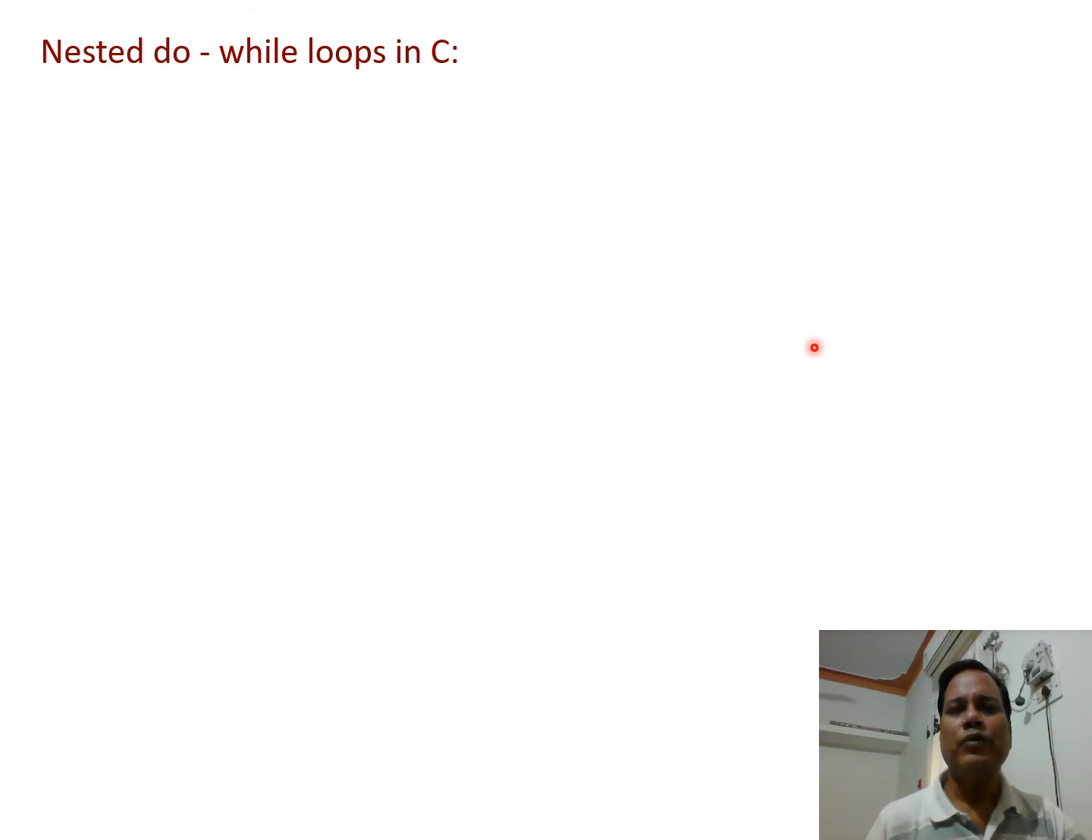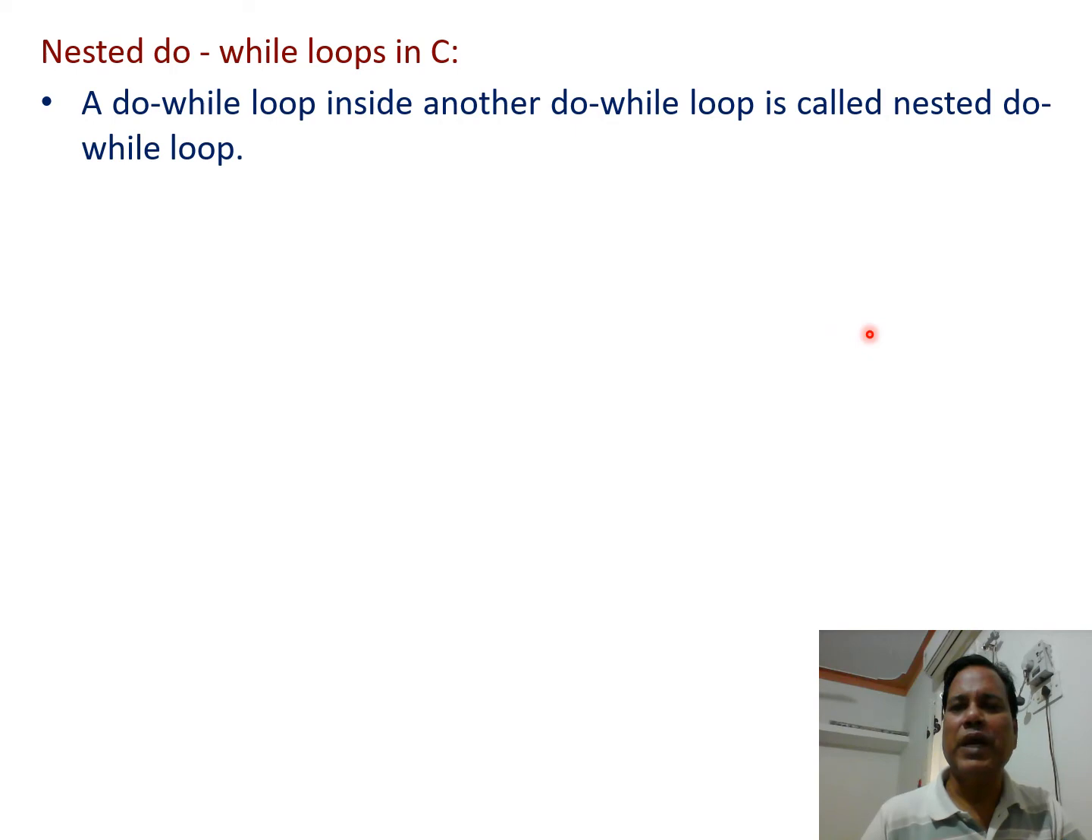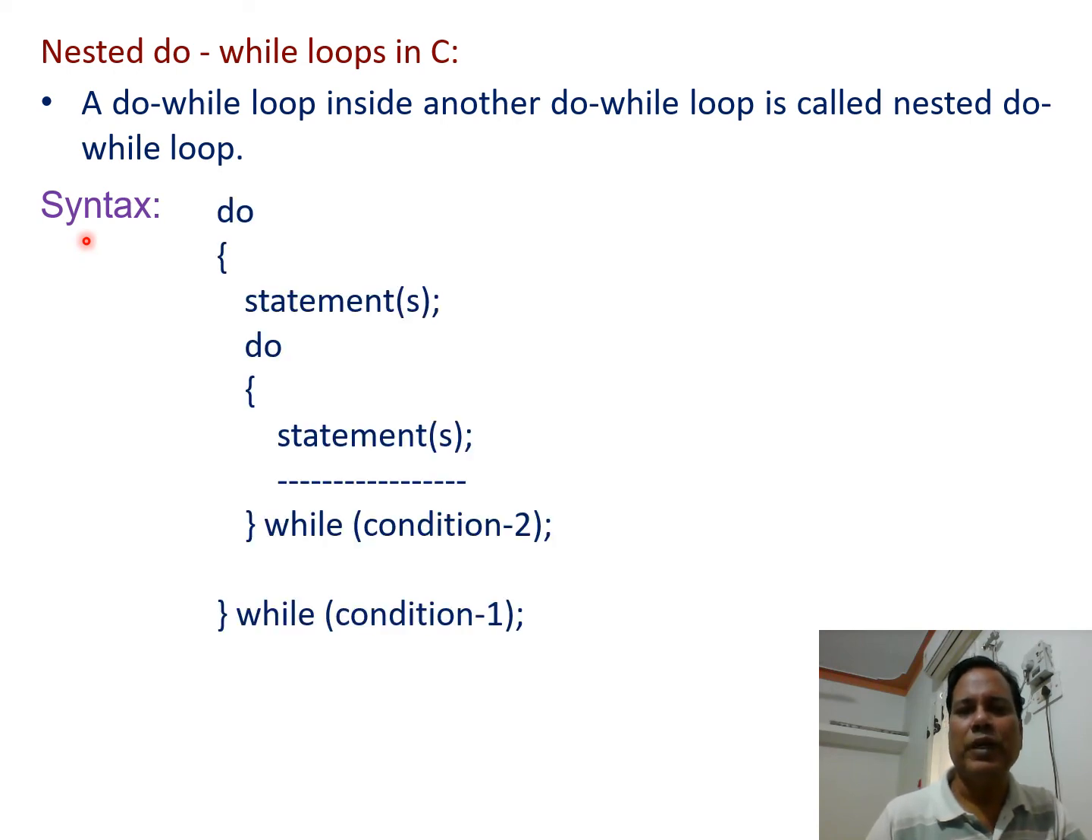Now the nested do while loop. Like the for loop and while loop, the do while loop can also be nested. So a do while loop inside another do while loop is called a nested do while loop. The syntax for the nested do while loop is like this: do, statement, then do again for the outer do while loop, and then this is the condition after the close brace, condition 1.